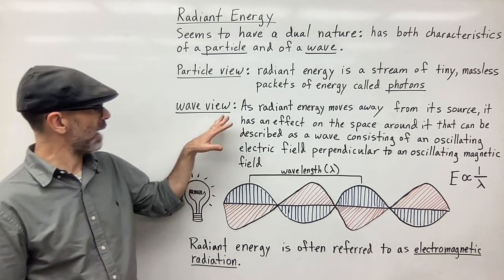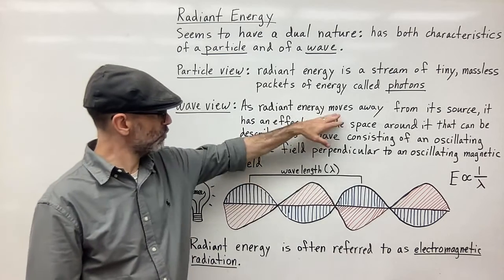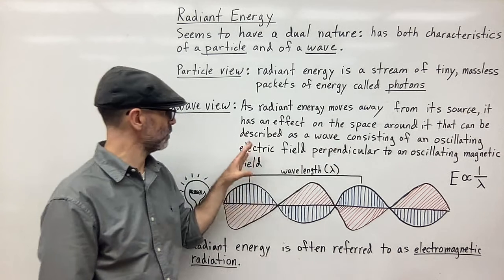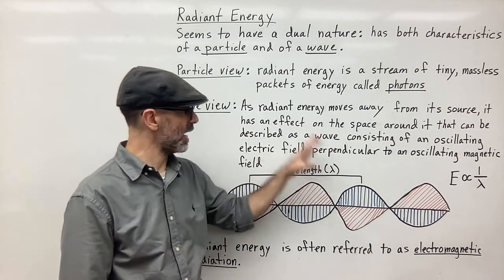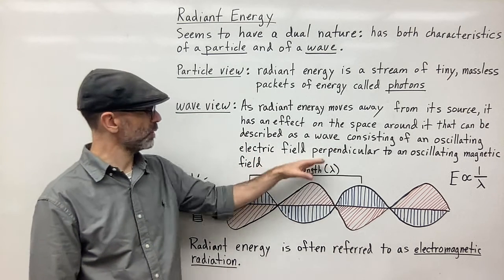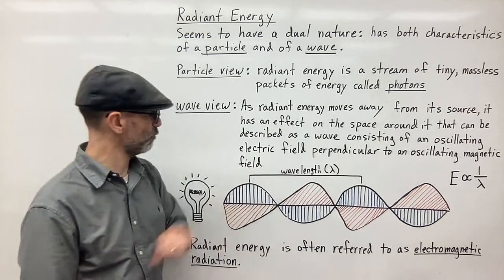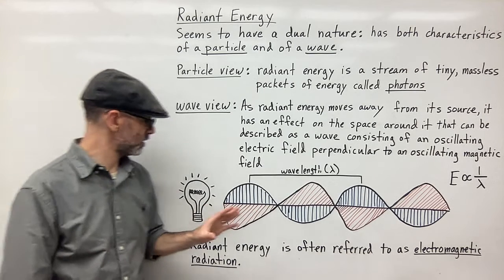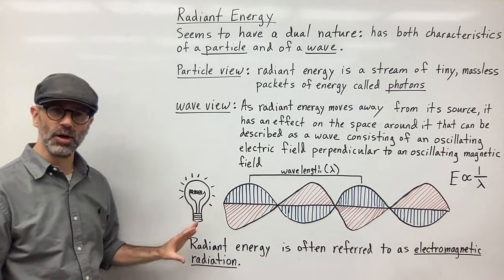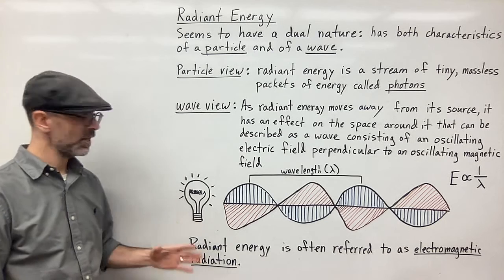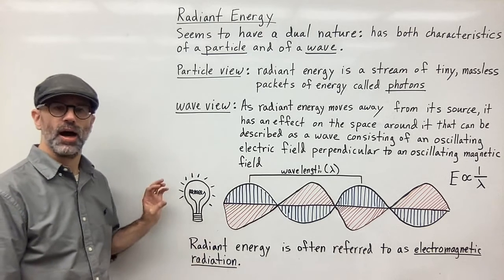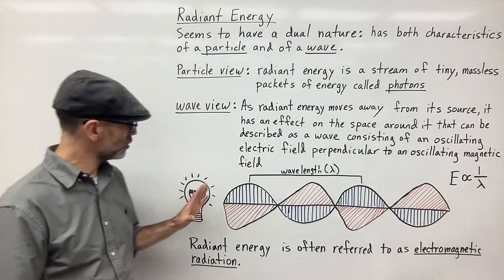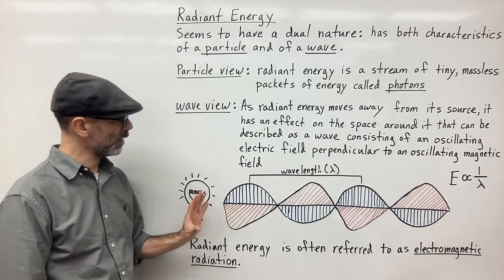And that is, as radiant energy moves away from its source, it has an effect on the space around it that can be described as a wave consisting of an oscillating electric field perpendicular to an oscillating magnetic field. So, what the heck does that mean? The way you can think of this is, here we have our light source, a light bulb, for example. And emanating or radiating from the light bulb is the light or radiant energy. And what you see here is a wave.